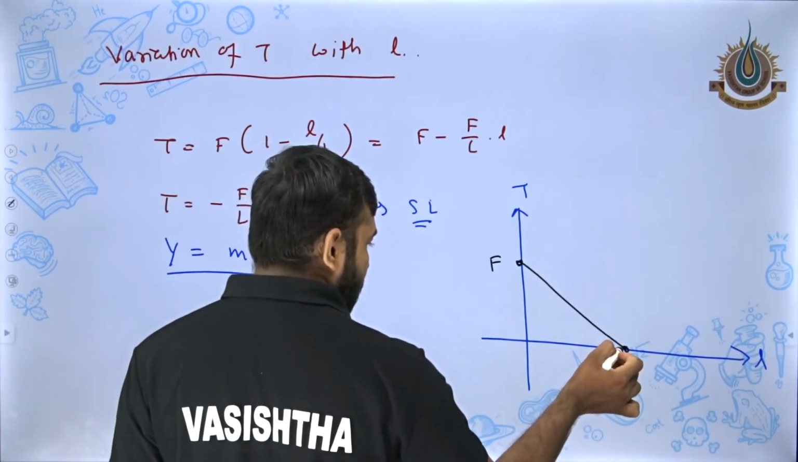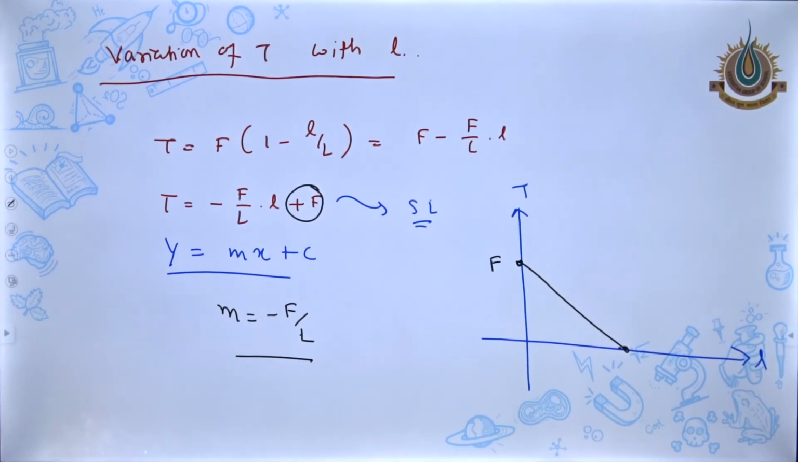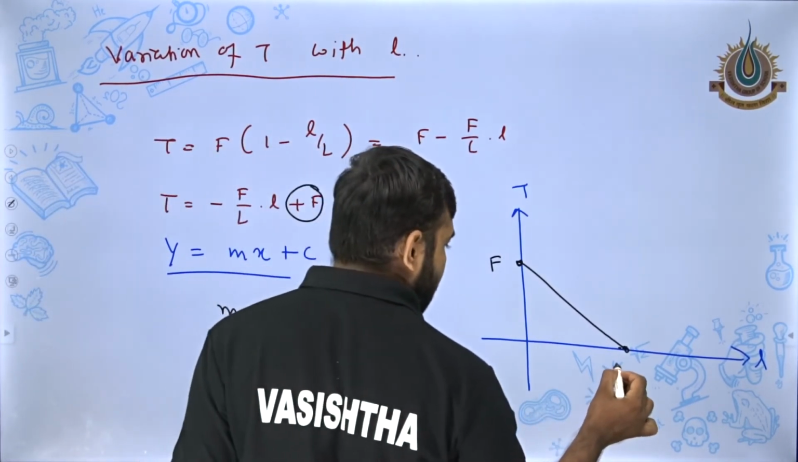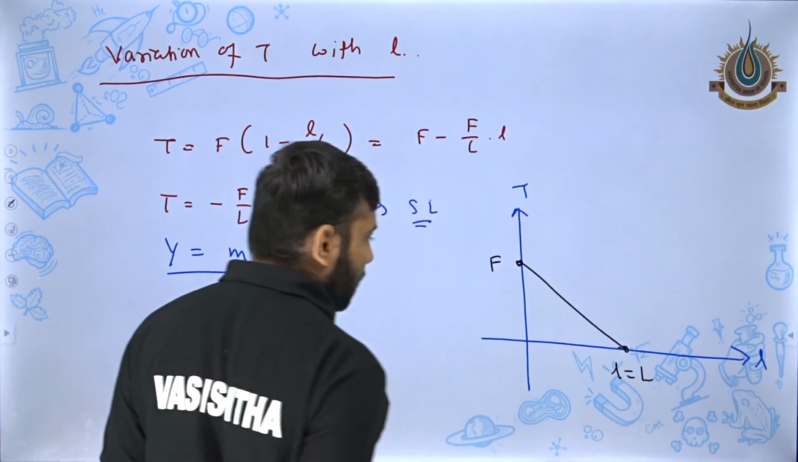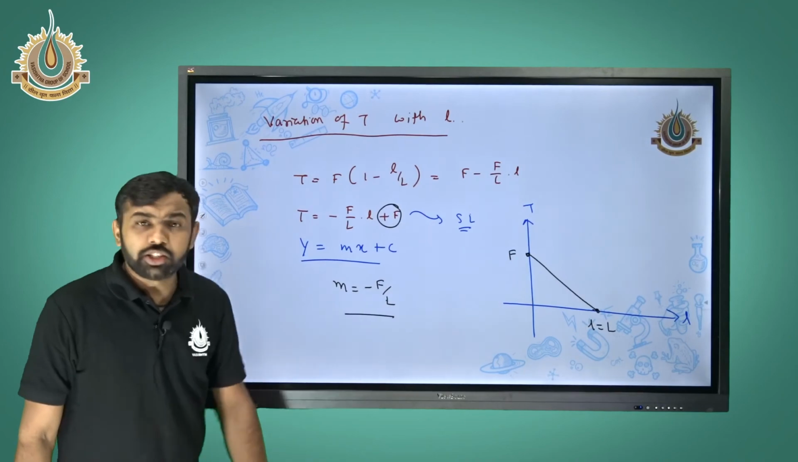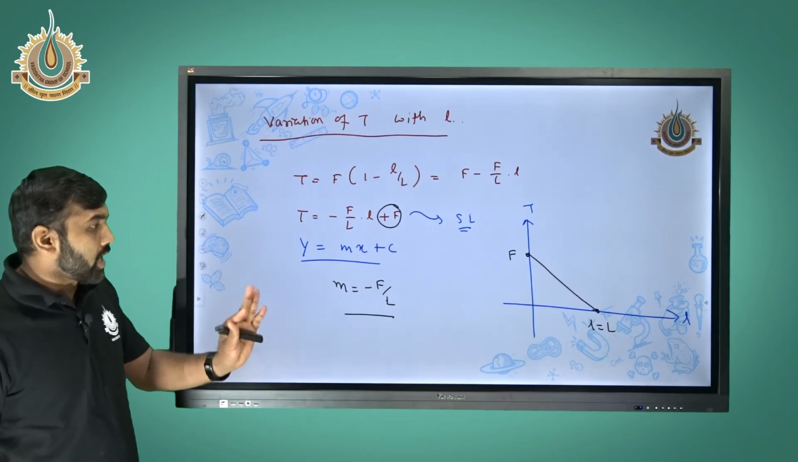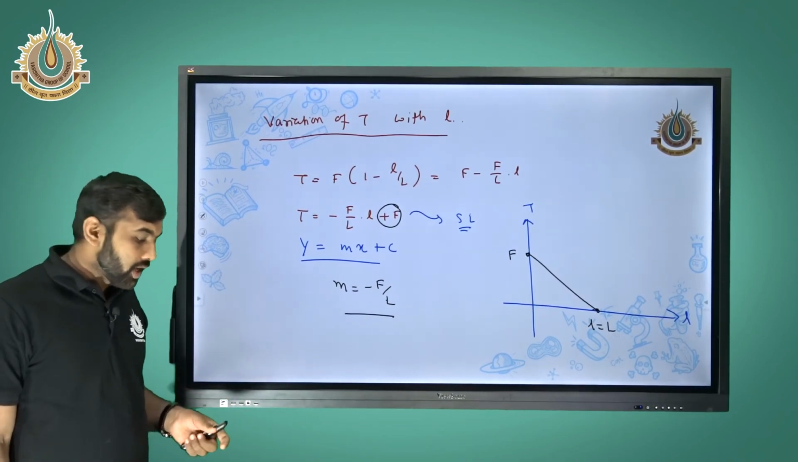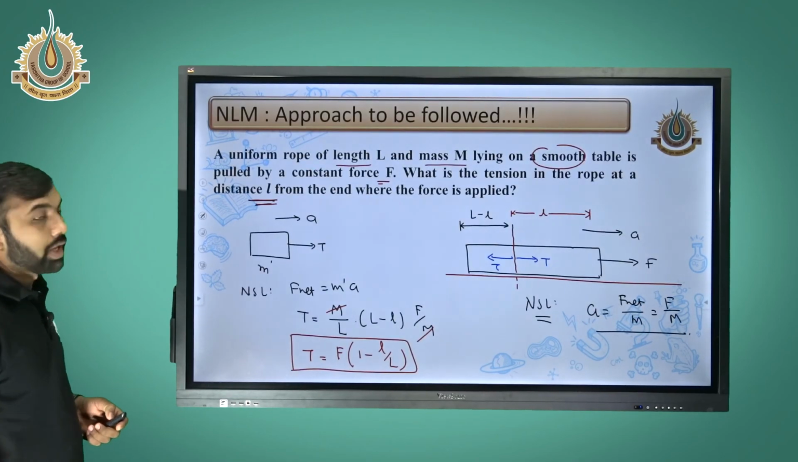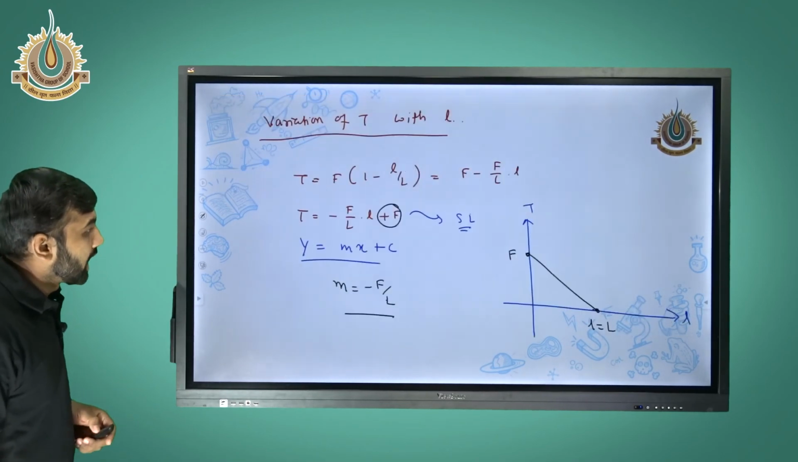Okay, and when you reach somewhere here where the force is, the tension is 0, it means यहाँ पे tension 0 होगा when L is equal to L. So this intercept is L is equal to capital L. So that is a variation of tension in the wire with respect to length from the end where the force is applied. Clear? So everybody note this. This one and this one.